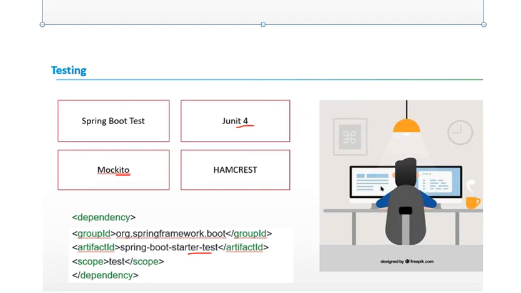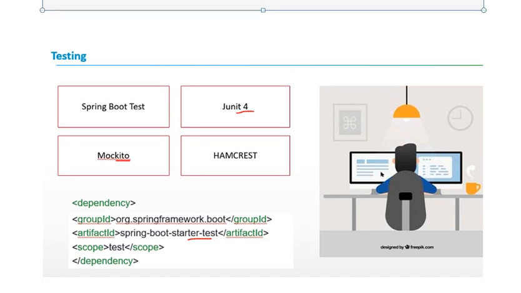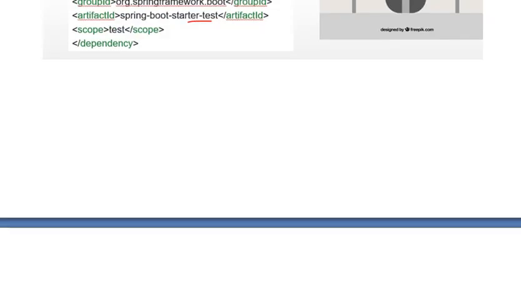Let me show how we can implement it. To implement it, we need to add the dependency in the POM file, Spring Boot starter test. It will include the necessary jar files for JUnit, and Mockito, which I have already discussed, JUnit 4, and Hamcrest has been newly introduced. I will cover it in the next session.